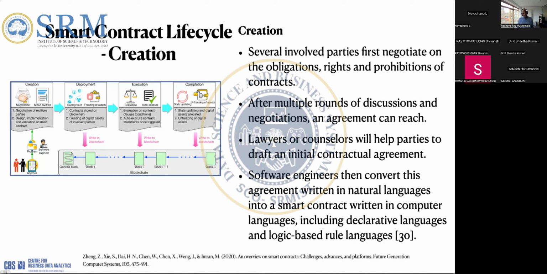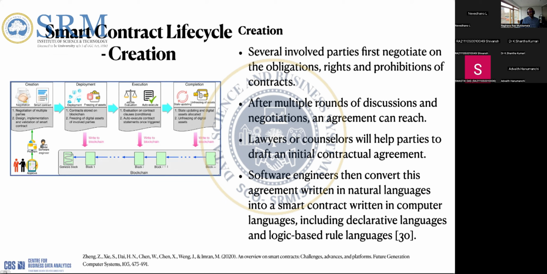Once all the conditions have been finalized, and everybody has agreed and drafted this initial contractual agreement, in the normal traditional process what happens is you will have this contract and everybody will sign it, right? And then things happen in the normal process. So you will have a piece of paper signed by everyone.